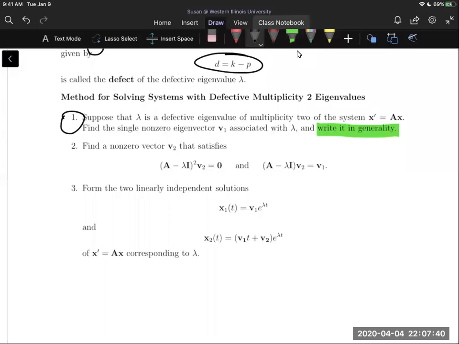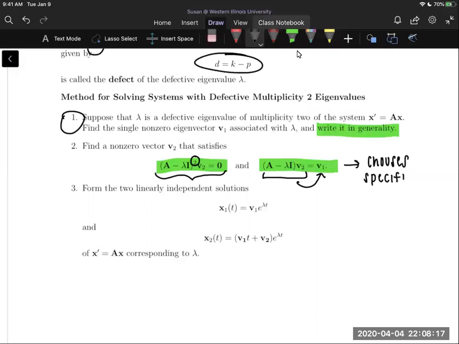All right, next step is to find a non-zero vector v2 that satisfies these equations. This first equation looks similar to the equation that we use to find eigenvectors, except for we have this square here. So that square is what's different, and then we utilize this equation to force the values in V. So this now chooses specific values for V1. We had originally written it in generality, and now we have forced it.